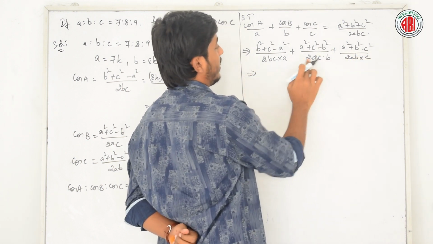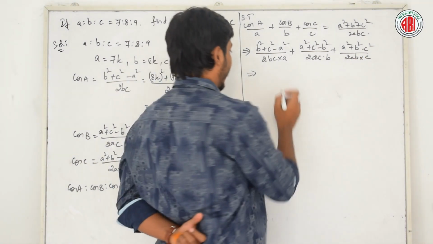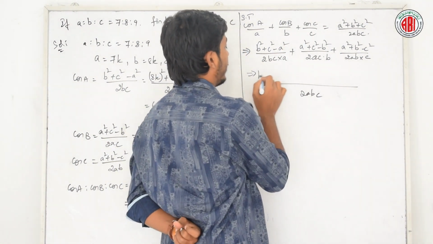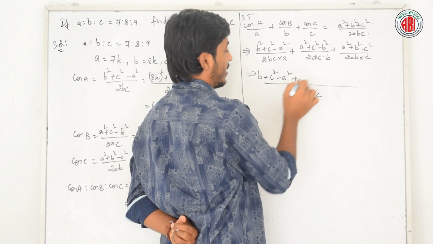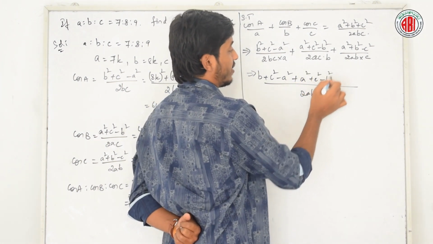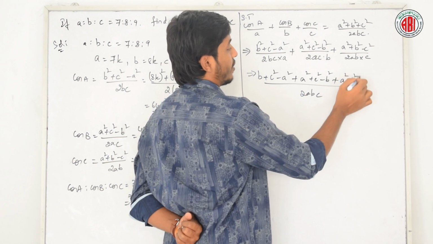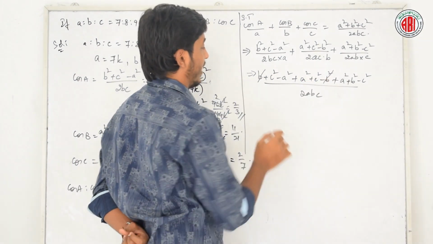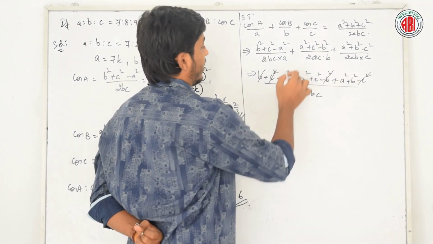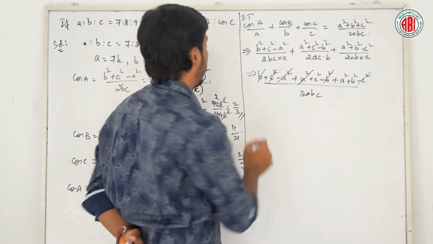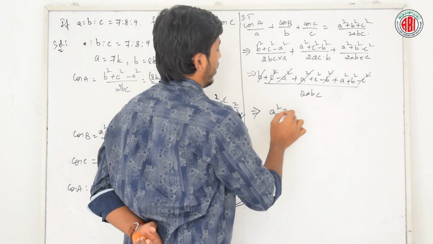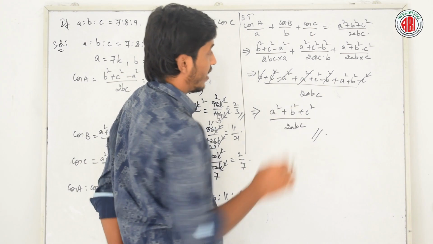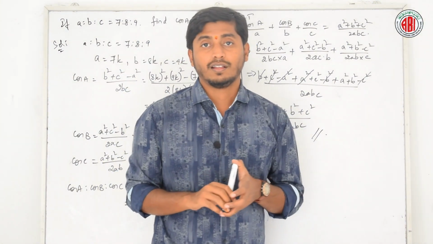If you observe 2ABC, 2ABC, 2ABC, isn't it? Therefore, my LCM will be 2ABC. Now just add everything. B square plus C square minus A square plus A square plus C square minus B square plus A square plus B square minus C square. Just check it here. B square will get cancelled. C square will get cancelled. Here A square. What are the terms left here? That is 1A square, 1B square and one more C square divided by 2ABC. That is what he asked us to prove. Is it clear?